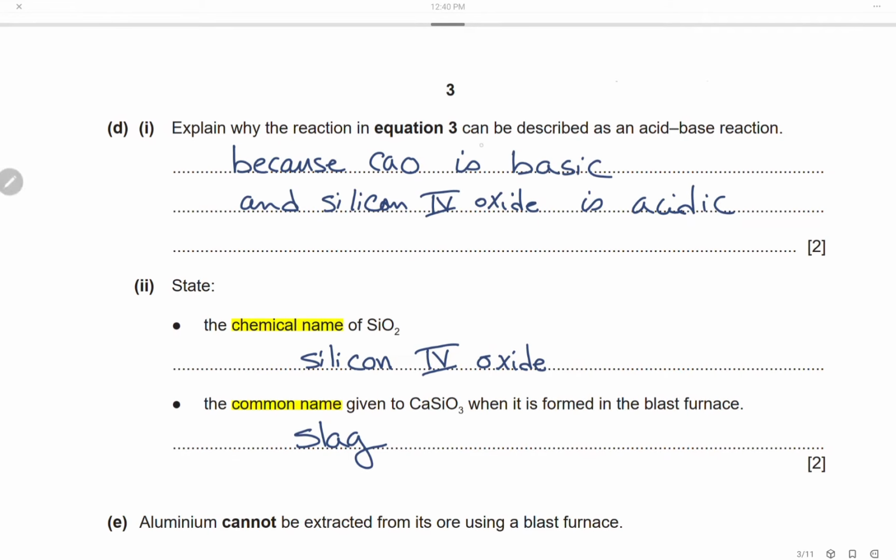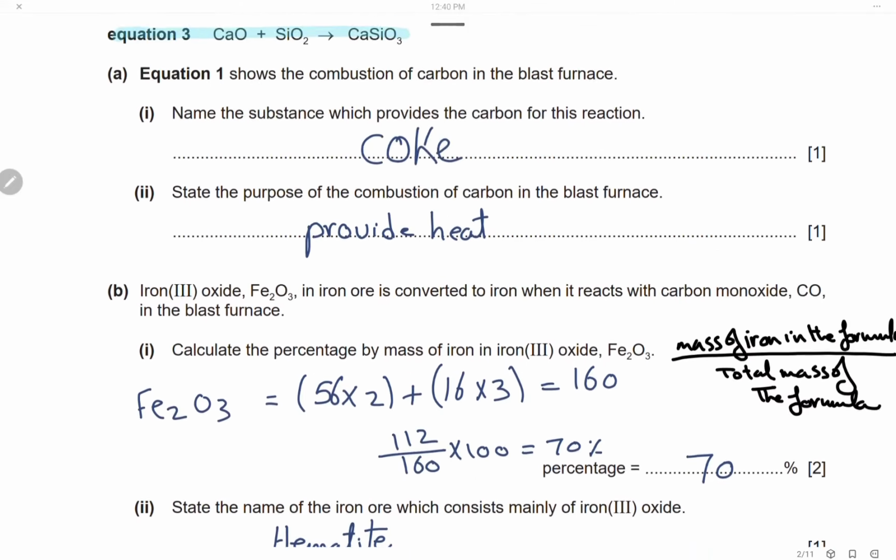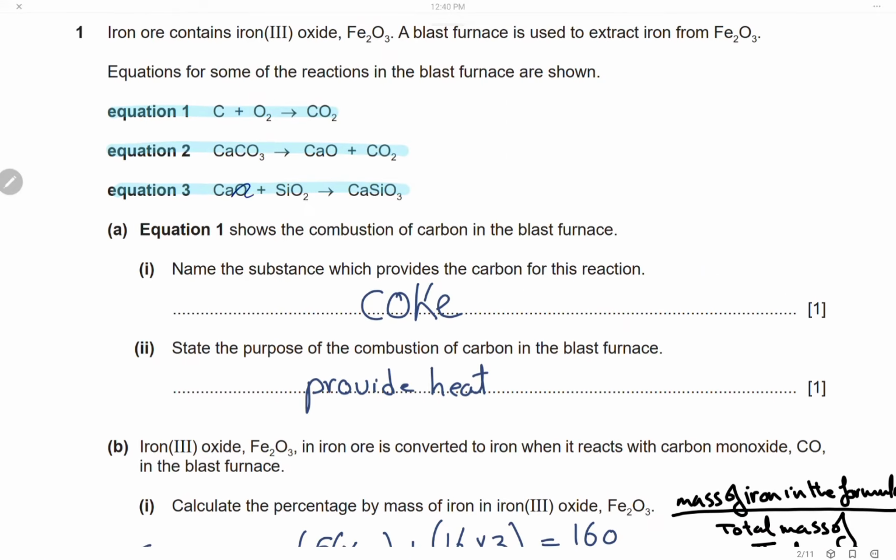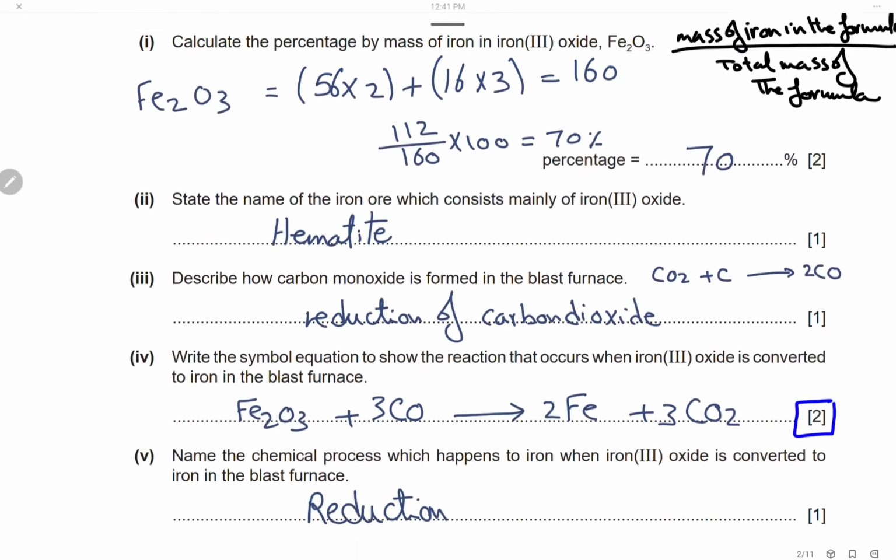Explain why the reaction in equation 3 can be described as an acid-base reaction. Here in equation 3, we have calcium oxide, which is a basic oxide because it is a metal oxide, and silicon dioxide is an acidic oxide because it is a non-metal oxide. So it is a reaction between an acidic oxide and a basic oxide, and can be described as an acid-base reaction.